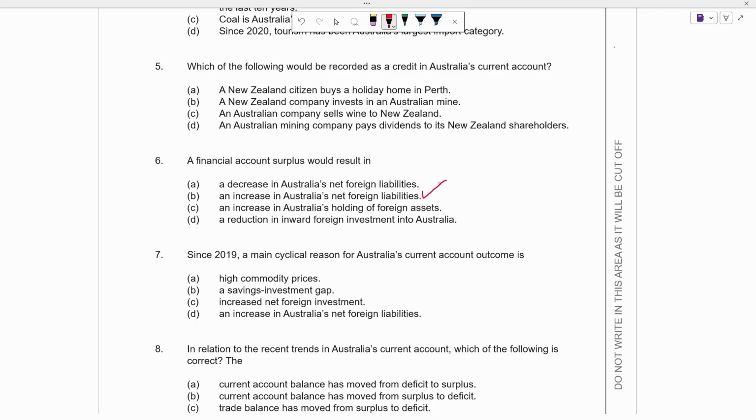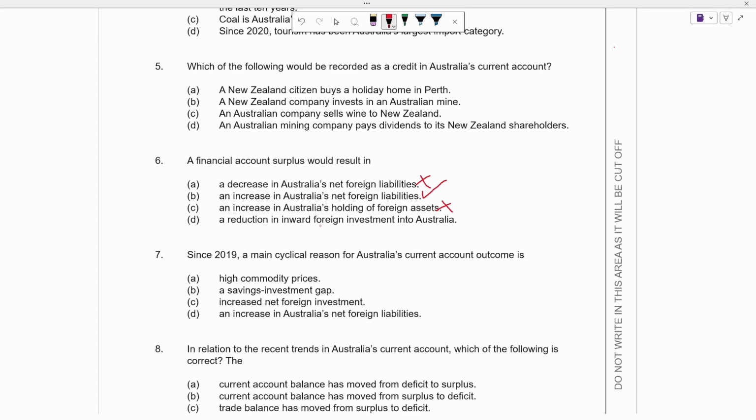Now let's go through the other answers. A, a decrease in Australia's net foreign liabilities. This one is incorrect, as this would relate with a financial account deficit. C, an increase in Australia's holding of foreign assets. This one is also incorrect. A financial account surplus wouldn't necessarily increase Australia's foreign assets, as Australia could have just not invested more overseas or sold their foreign assets, therefore keeping foreign assets constant or decreasing it.